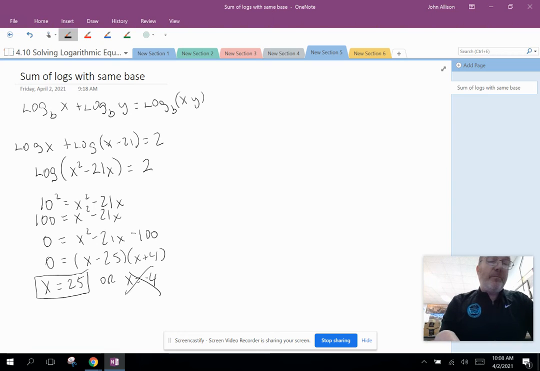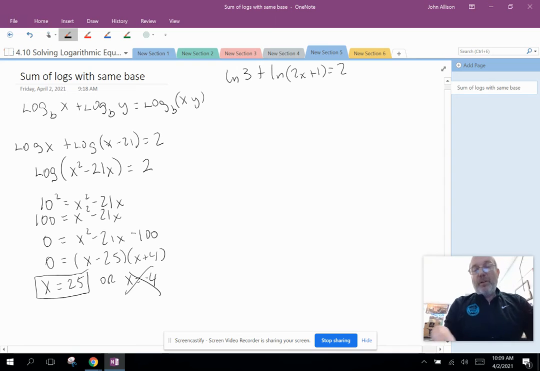Let's do another example. Let's do ln of 3 plus ln of 2x plus 1 equals 2. Now this one, ln 3 is just a number. We could do 2 minus ln 3, but that would give us a decimal approximation in our calculator. We can use this property again now to say that this is going to be ln of, and multiply these together to get 6x plus 3 equals 2.